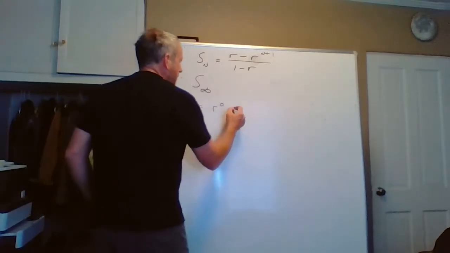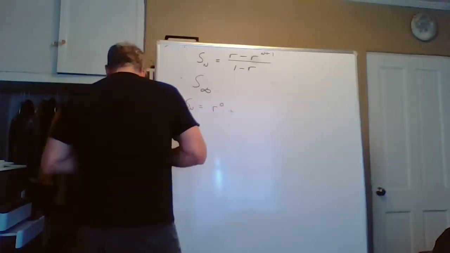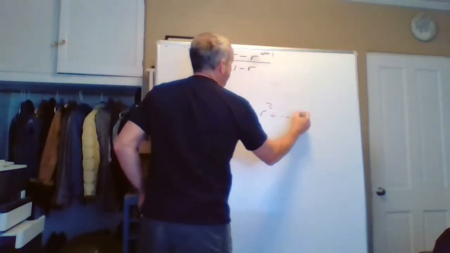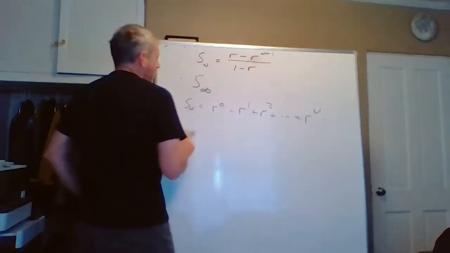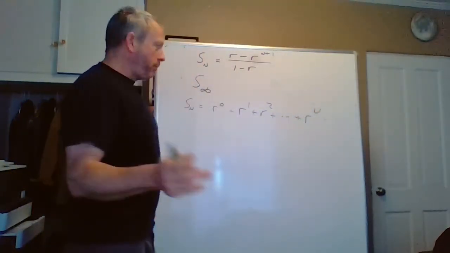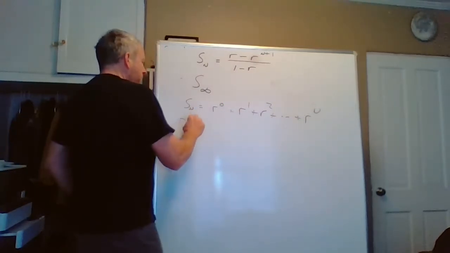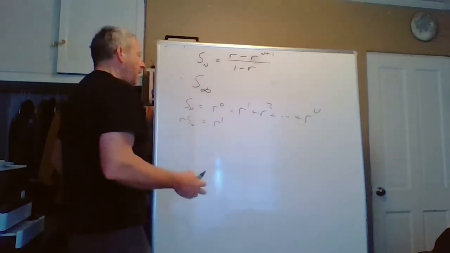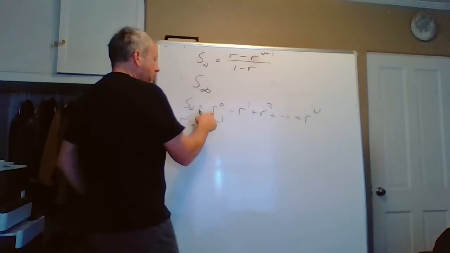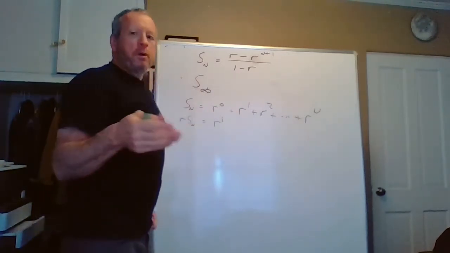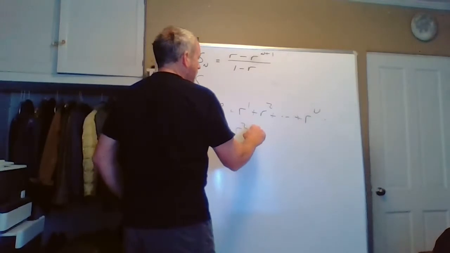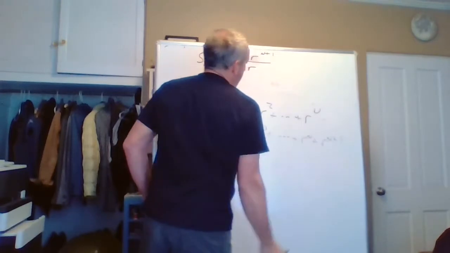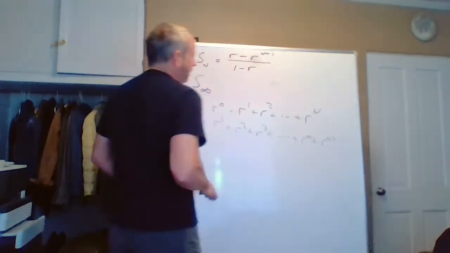Let's say we start here like this, plus this, plus dot, dot, dot, plus r to the n. And remember the trick, if you forget the formula, the trick is to multiply both sides by r. So you get r s sub n equals r to the power of 1. We're multiplying both sides by r. So r squared plus r cubed plus dot, dot, dot, plus r to the n plus r to the n plus 1. And this term here is what you get when you multiply this term by r.